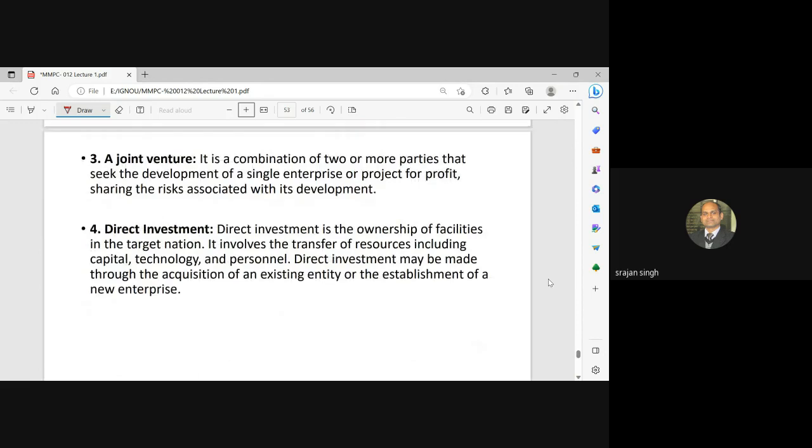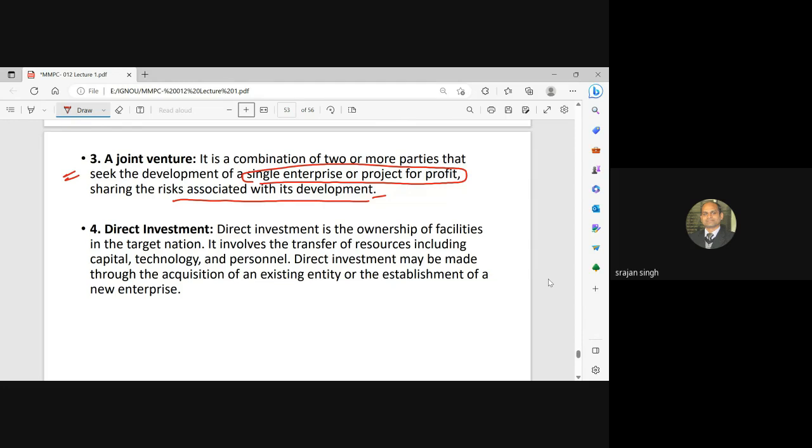Next is a joint venture. It is a combination of two or more parties seeking the development of a single enterprise or project, sharing the risk associated with its development. In a joint venture, two or more firms come together to achieve a specific objective, because there could be some regulations in the host country, and because of regulations, an organization of a specific sector is unable to tap the market, or maybe because of the unavailability of specific resources. So because of a number of reasons, two or more firms come together to capture the market, known as a joint venture.